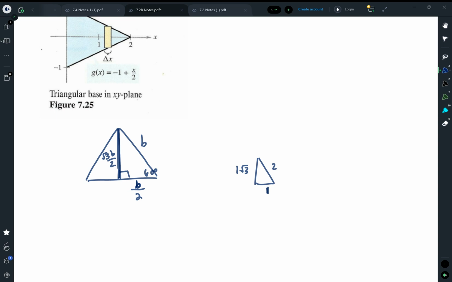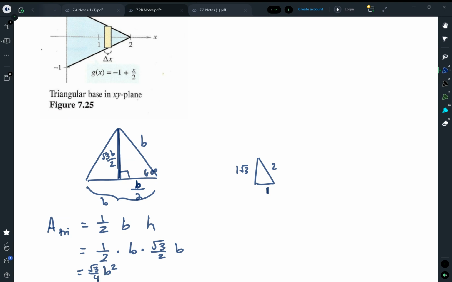If I am trying to find the area of this triangle, let's remember that the area of a triangle is 1/2 my base times my height. My entire base is b, from here to here. And my height is root 3 over 2 times the base. So my area is going to be root 3 over 4 times the base squared. That's the area of an equilateral triangle.